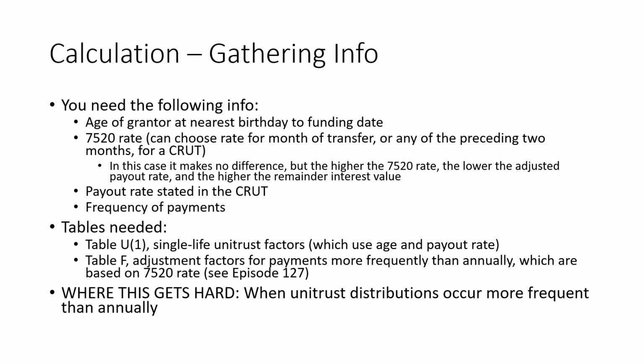And your 75/20 rate relates to that table in determining which adjustment factors you choose to adjust that payout rate, as we talked about in episode 127. So where this gets hard is in a situation where unitrust distributions are occurring more frequently than annually, because that adds several layers to the calculation and adds in a little bit of algebra, which you thought maybe you'd gotten rid of, but you have to now apply in real life, contrary to what your teachers said about needing this stuff when you enter the working world.